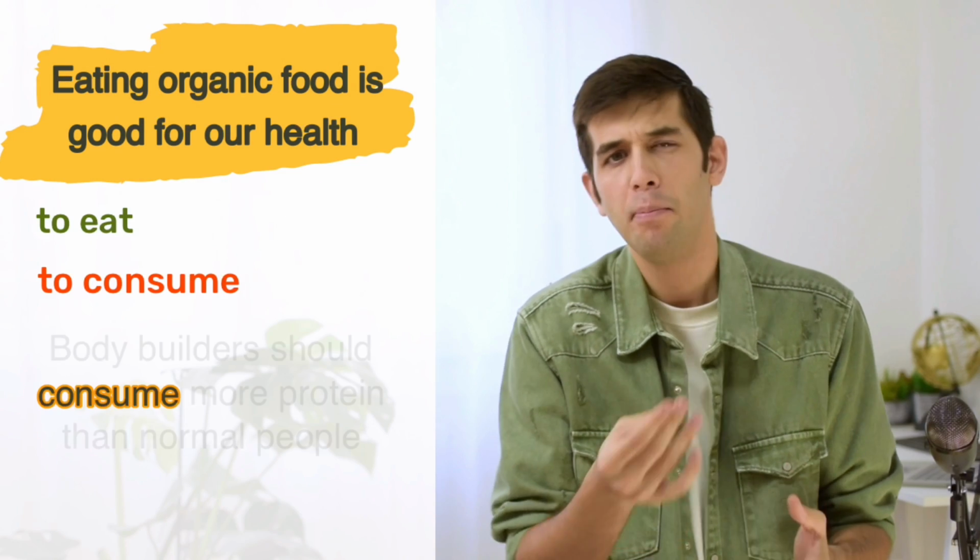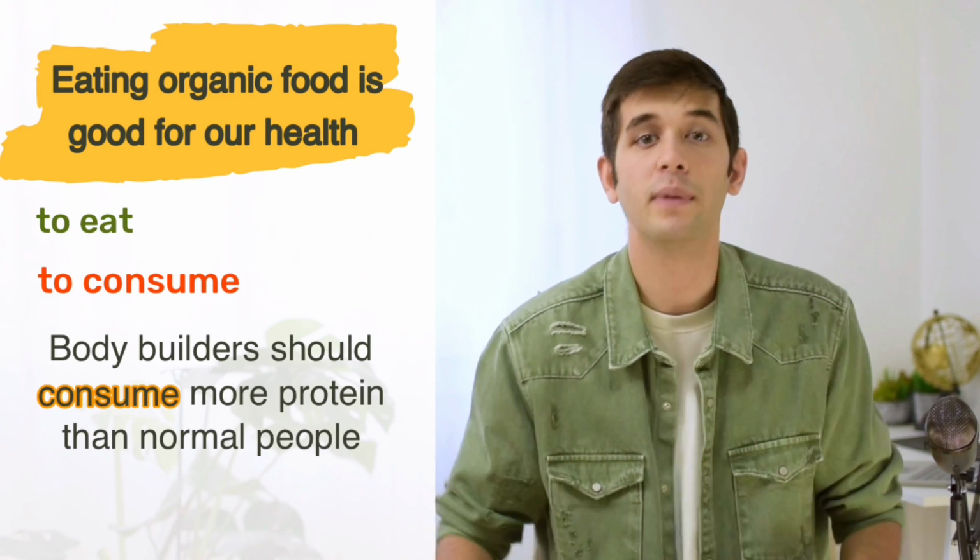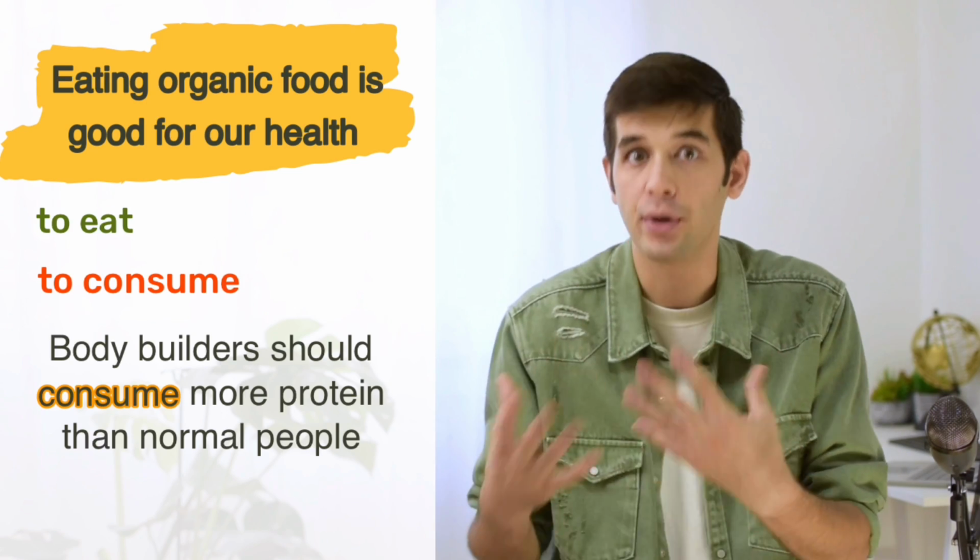Eating organic food is good for our health. How can I make this more formal? Well, instead of eat, I can say consume. Consume, which is a formal alternative to eat. For example, bodybuilders should consume more protein than normal people. It means they should eat more protein.